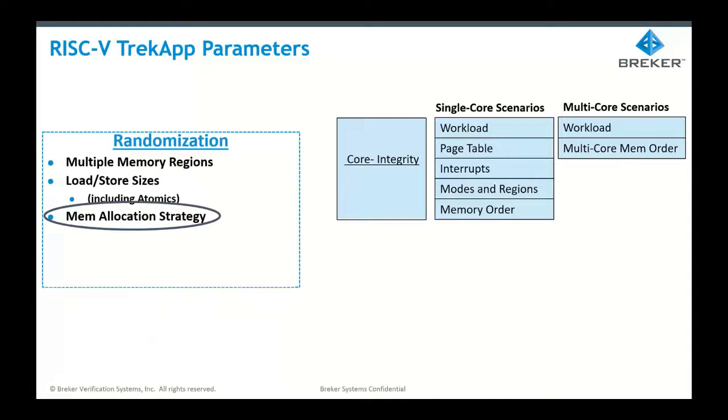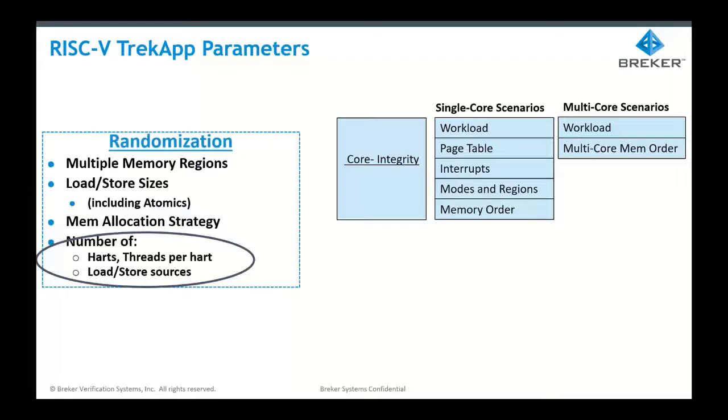Memory allocation strategies is another thing that you can define. Do you want all your accesses to memory to be compact together? Do you want them to be spread out? Do you want to reuse the same memory? And then, of course, the number of threads and the number of harts that you have, which are also the load and store sources.